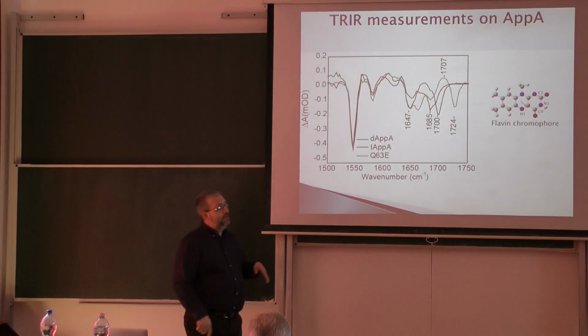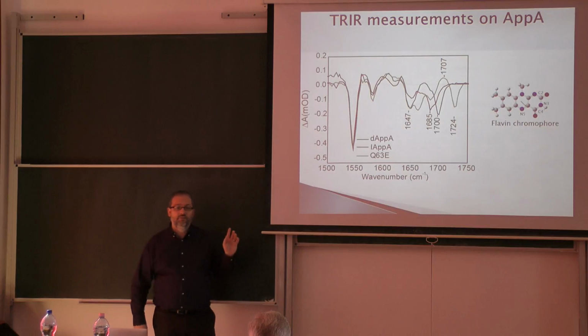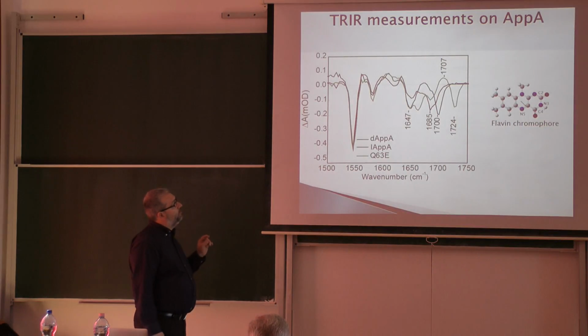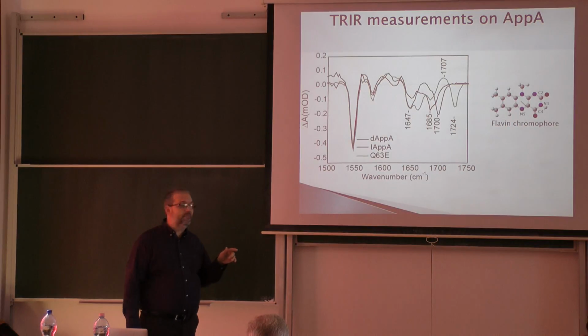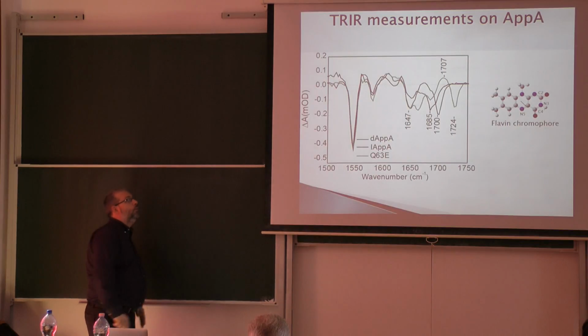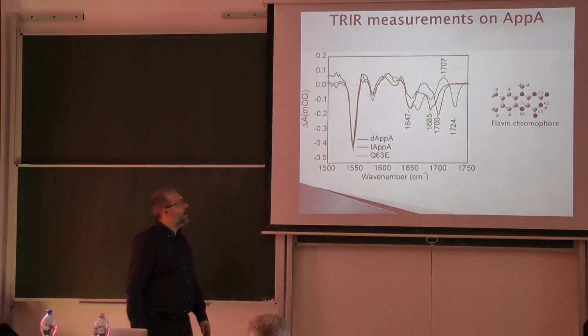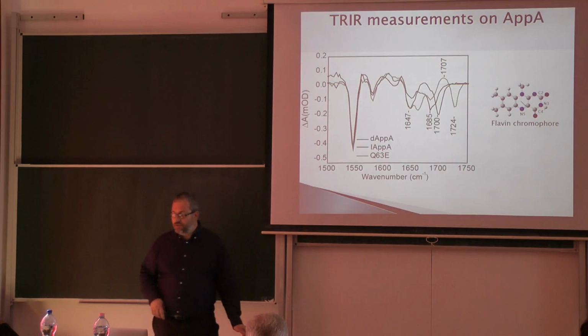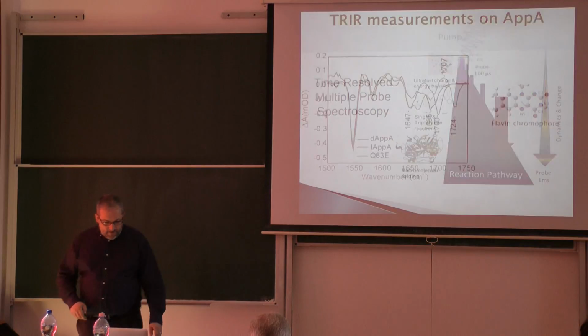Actually, it was different, but for that one we labeled, or we used C13 carbon in our sample, so we expressed the protein to contain C13 carbon instead of C12. In that case, all the protein modes were downshifted, and it turned out that this peak doesn't come from the flavin. Its origin is somewhere else.